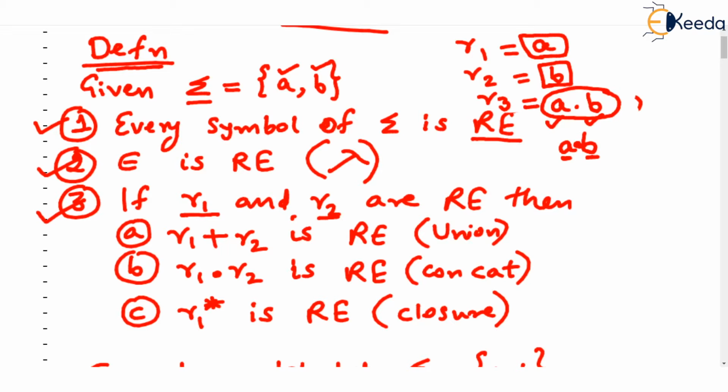Now the third thing, point number C, you watch. If R1 is already a regular expression, then R1 star, this is read as R1 star, is also a regular expression. We say this operation of raising a regular expression to an asterisk or star is a closure operation.